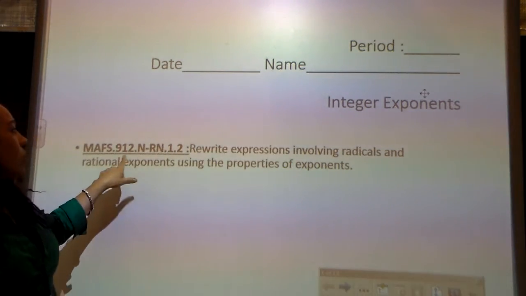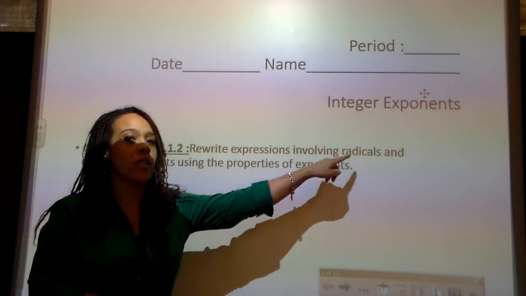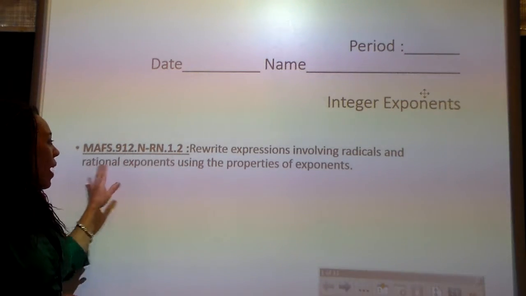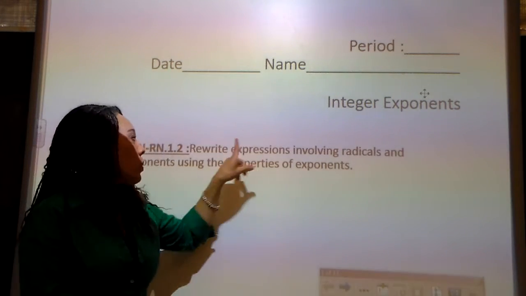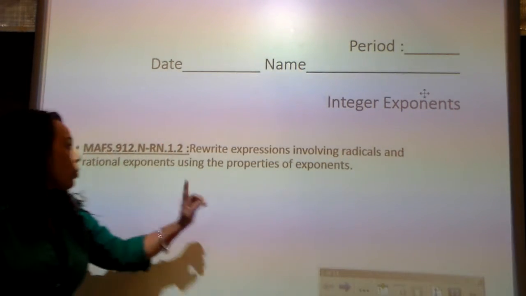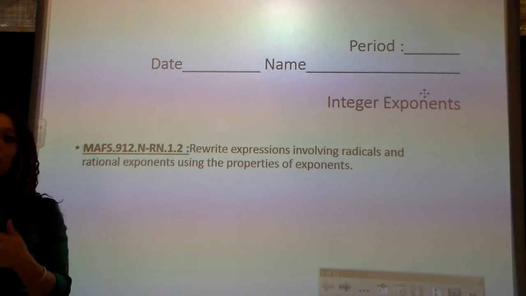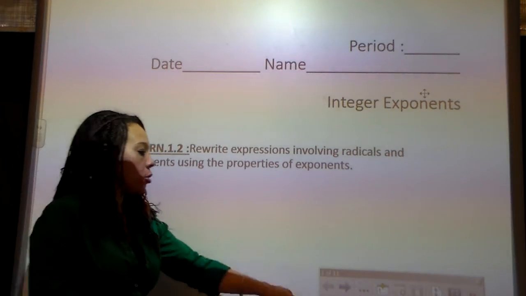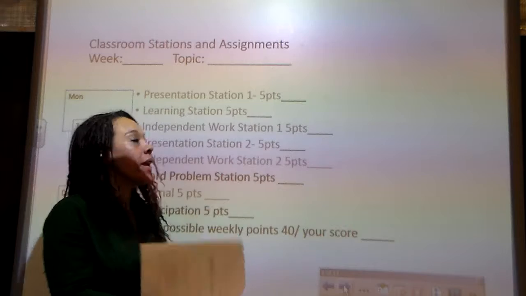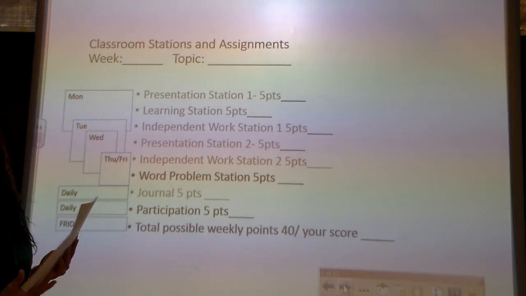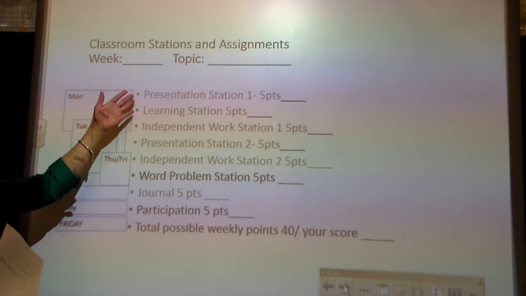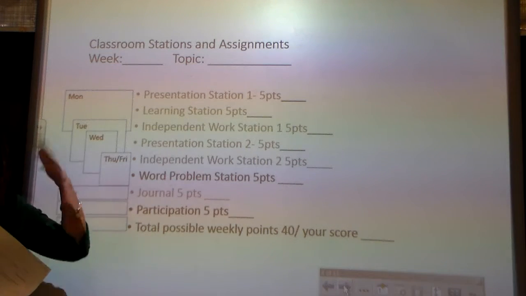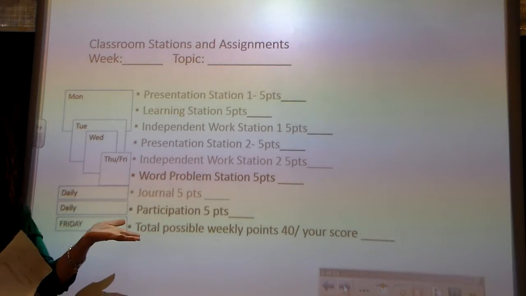And we're covering a standard here that says rewrite expressions involving radicals and rational exponents using the properties of exponents. This week we're not doing the radical part of it, we're doing the rational part of it. Next week I'm hoping we get to the radical part of it. In your package you will see this week's assignments and stations. So we do have a few extra stations this week, but because they're shorter than normal, okay?